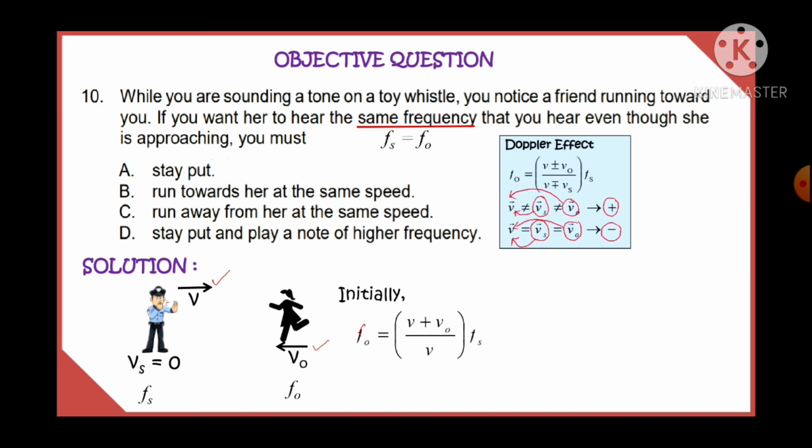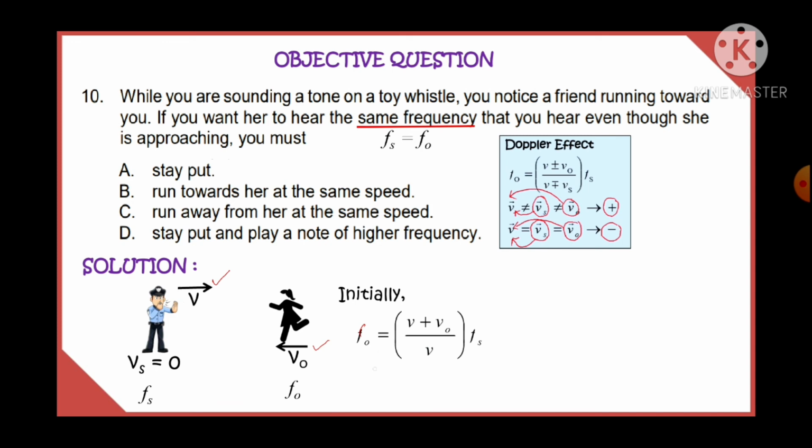Because if you look at the direction of V, the speed of sound, and the speed of the observer, the direction is opposite. So if the direction is opposite, or not equal, we use the positive sign. And because the source is stationary, the equation below is only V, because it is actually V plus or minus Vs, but our Vs is equal to zero, so we just leave it like that.